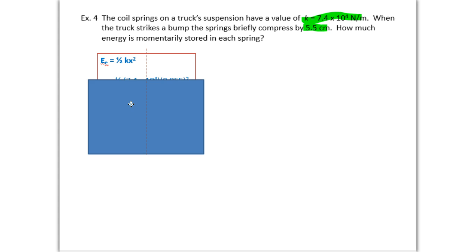Use the formula there. Put in your spring constant and then the distance. Remember that the compression was given in centimeters, so you need to change that to meters. Now when you're working this out, remember guys that you need to square your compression first, then multiply by your spring constant, and then multiply by a half.